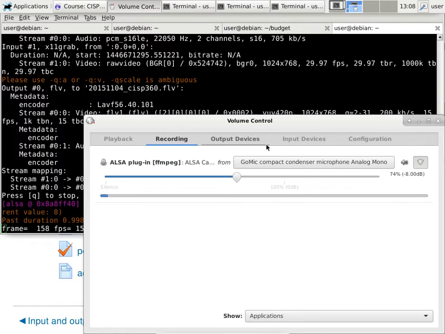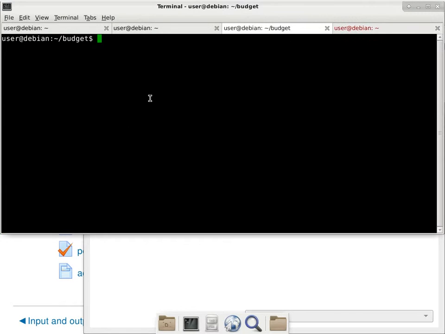All right, so I think it's all good because you can see the volume, or the signal bar, jumping a little bit. All right.